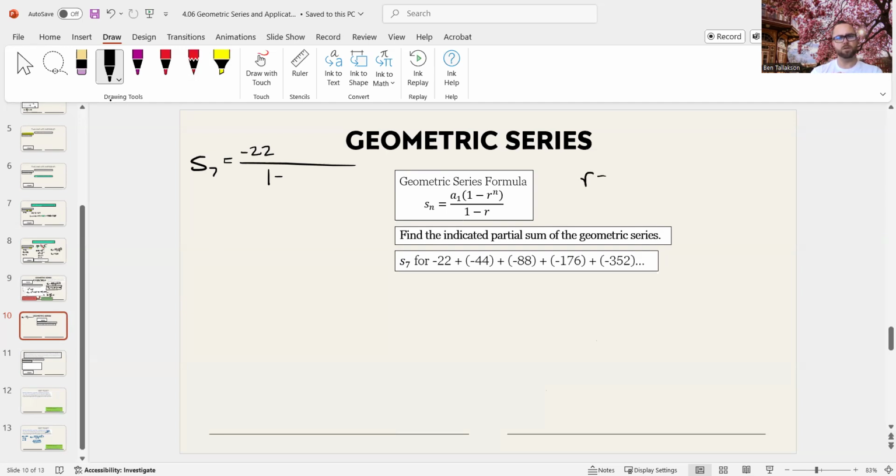Let's see. I'll write it out with R here on the side. R is negative 44 over negative 22. Double negative makes a positive. We have 2. So R is 2. 1 minus 2. I'll put that in parentheses, 2 there. And then n, once again, is 7.